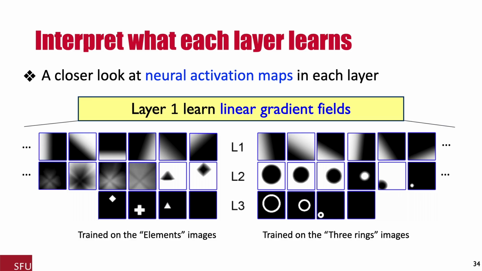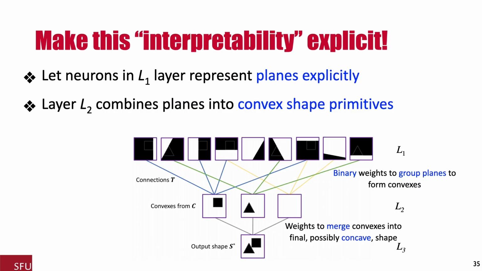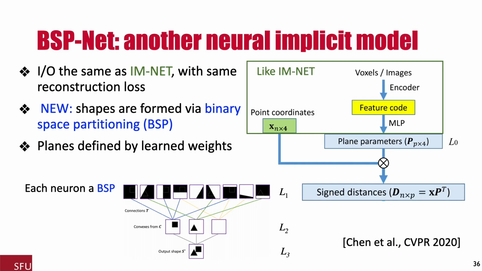So that was the main idea for the next paper, which is to make that interpretability precise. Instead of just letting the network learn these, we force them to learn exactly: the first layer is going to learn the planes, the next layer is going to do intersection of these half spaces into convexes, and the next layer is going to learn the union of the convexes, so you can form more general shapes. That's exactly what we did. Also a very simple idea. Other than that, it's all the same: same input, same reconstruction loss. We call this paper BSP-Net.